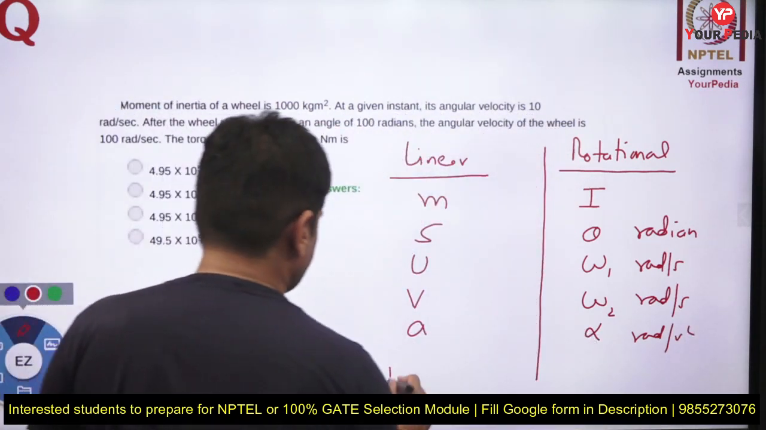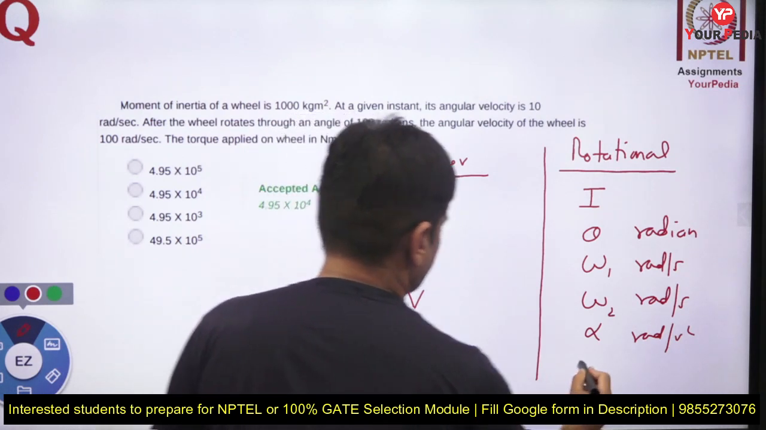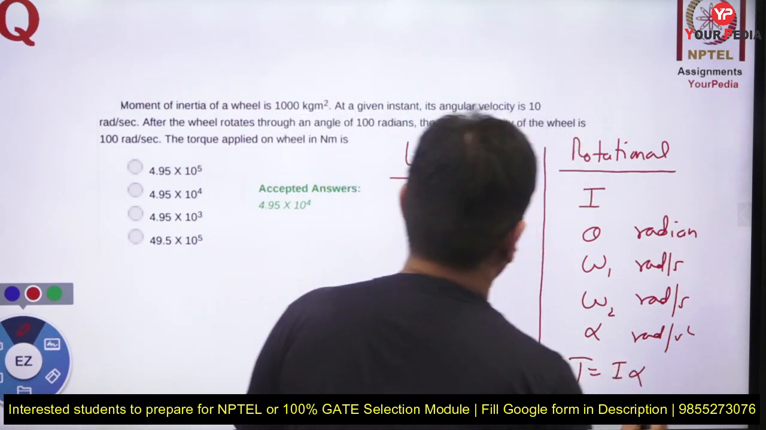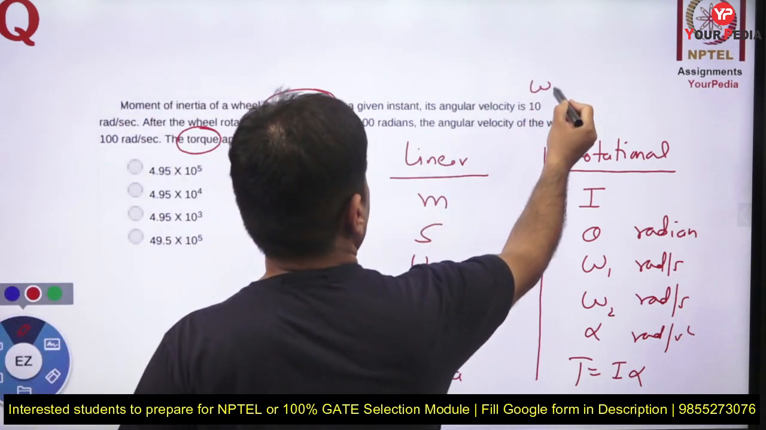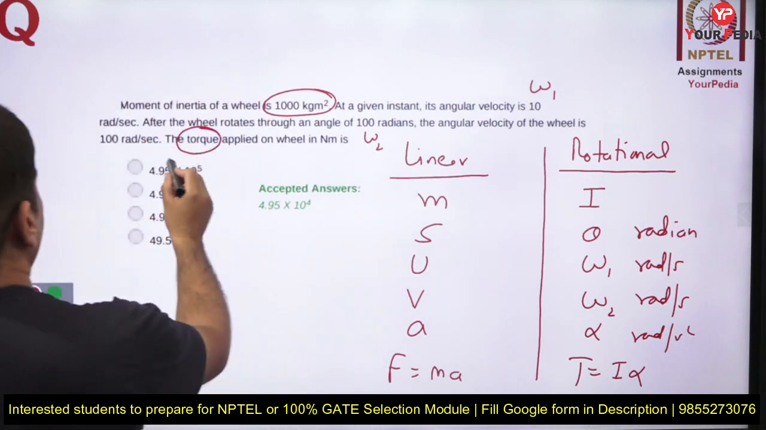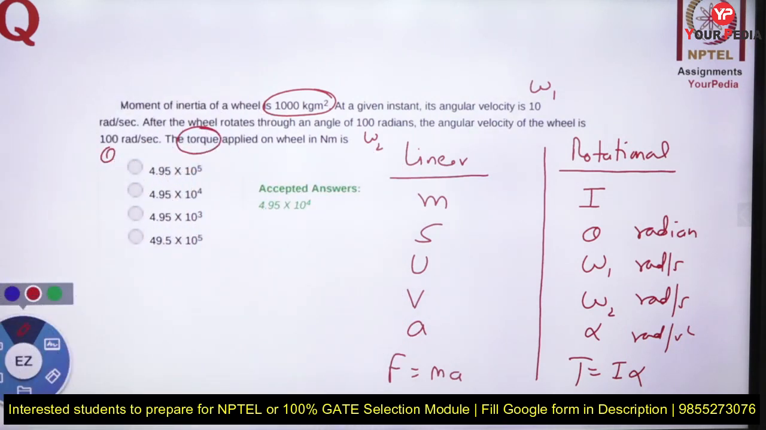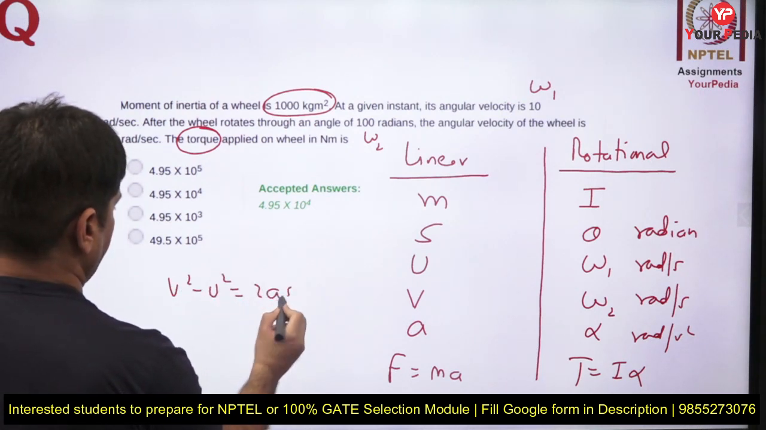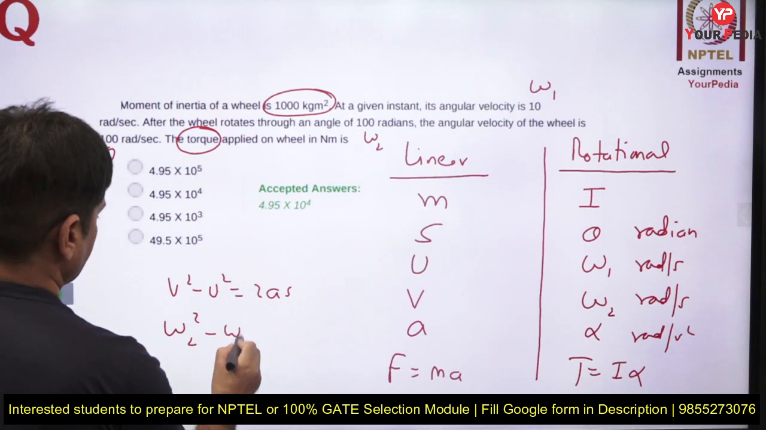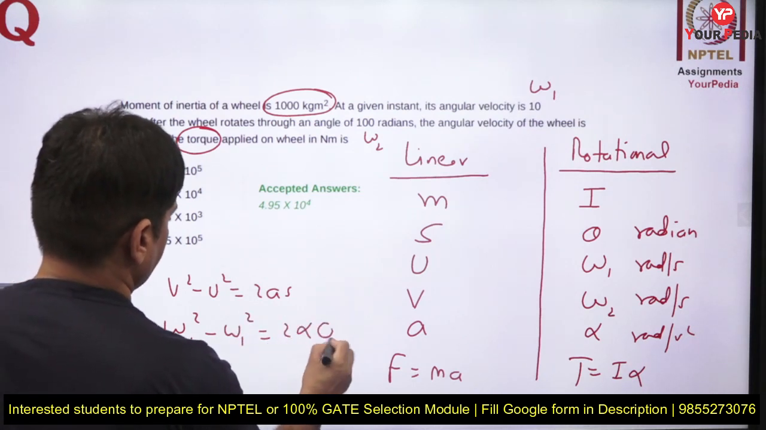There is a force which we calculate as m into a; there is a torque which we calculate as I into alpha. In this question, he is asking us to calculate torque. For torque, we need two things. I is given to us, alpha we need to calculate. What are the other values given? We are given omega 1, omega 2, and theta. That means we can use v square minus u square is equal to 2as. Omega 2 square minus omega 1 square is equal to 2 alpha into theta.